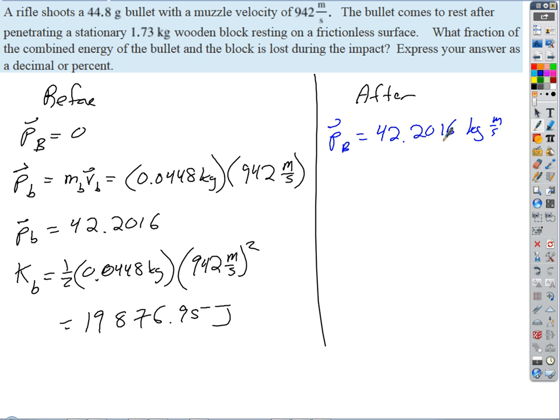Okay, so there's the momentum, right? If I want to find the velocity of the two of those, I know that this is equal to the combined masses times velocity, right? Does that make sense? So if I want to find the velocity, then I'm just going to divide the momentum by the combined masses, right?